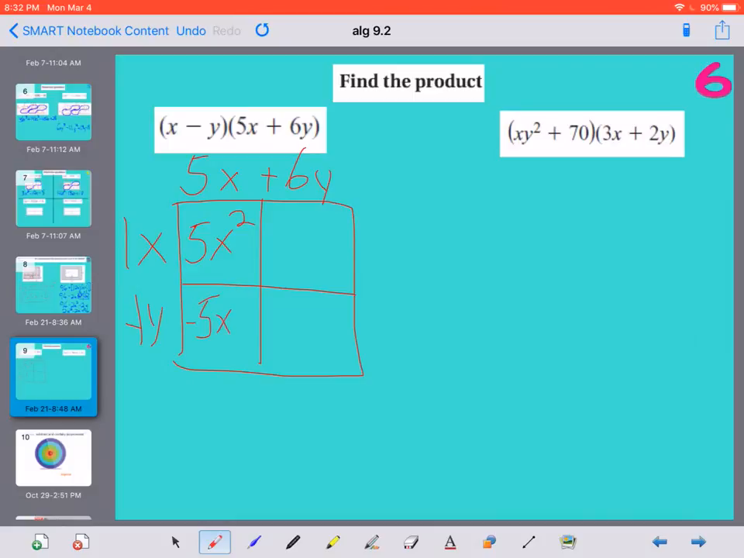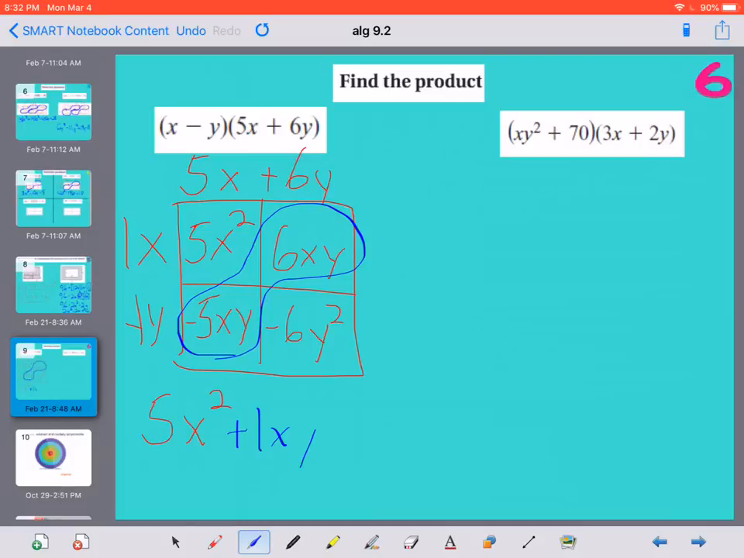And then we have an x and we have a y. 1x times 6y is going to be 6. Then we have an x and a y. And 6 times negative 1 is negative 6. And y squared. So 5x squared, we can combine negative 5xy and 6xy to get a positive 1xy minus 6y squared.